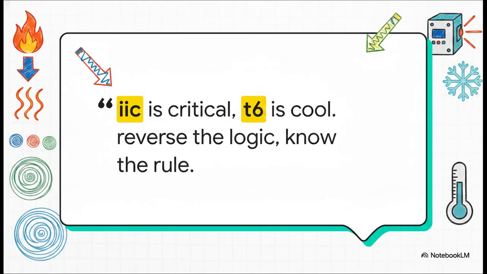Before we dive into the data, I want you to remember this classic field mnemonic. IC is critical, T6 is cool. Reverse the logic, know the rule. Equipment ratings can feel super counterintuitive, where a higher letter actually means a more dangerous gas, but a higher number means a cooler, safer piece of equipment. Let's break that down a bit.